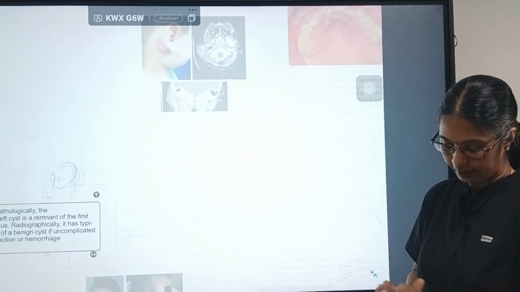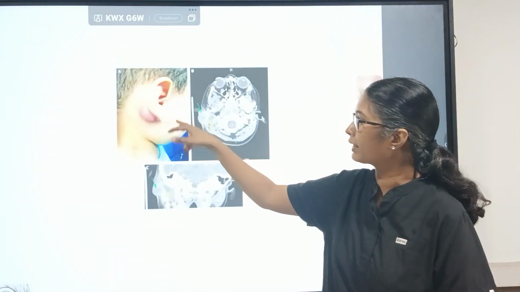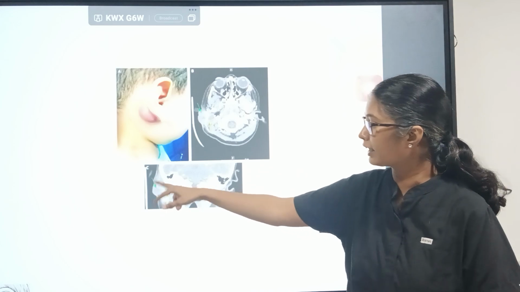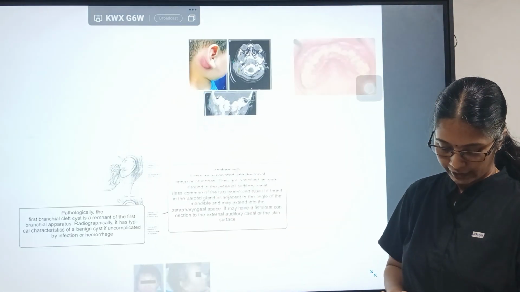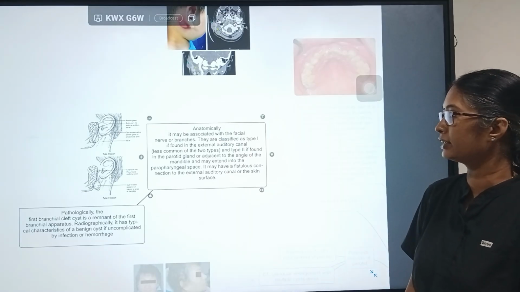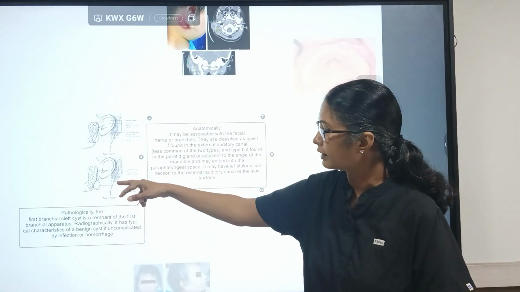This is how a first branchial cleft cyst will look clinically, and in the CT images we are able to see the cystic lesion here. Anatomically, it has been associated with the facial nerve or its branches, and they are classified as type 1 and type 2.